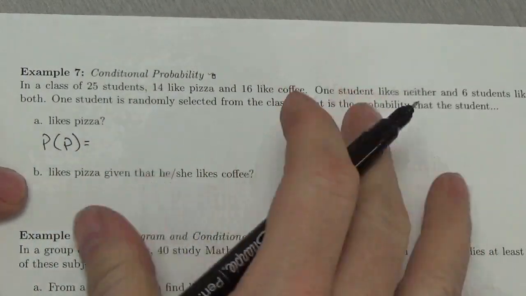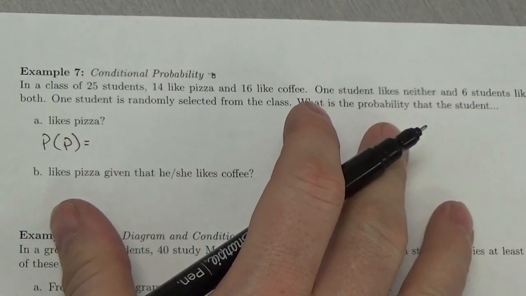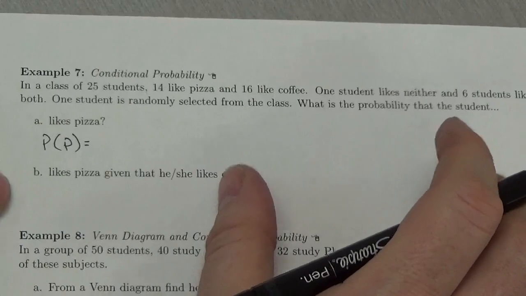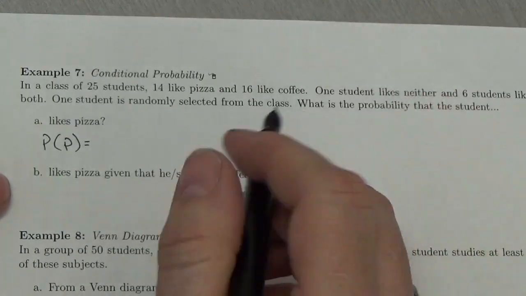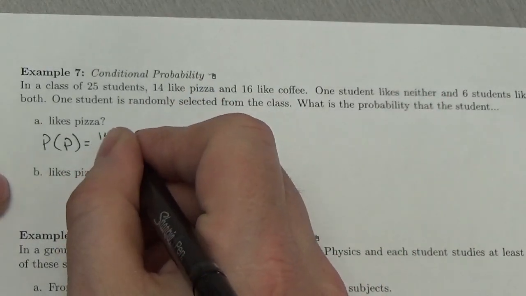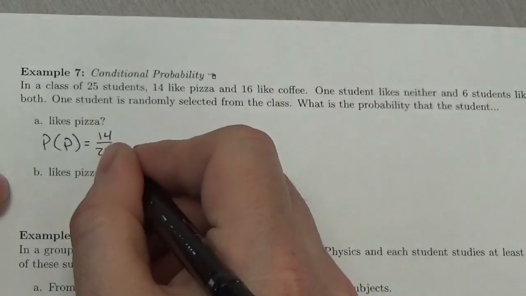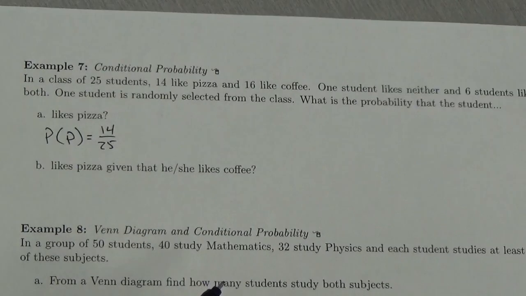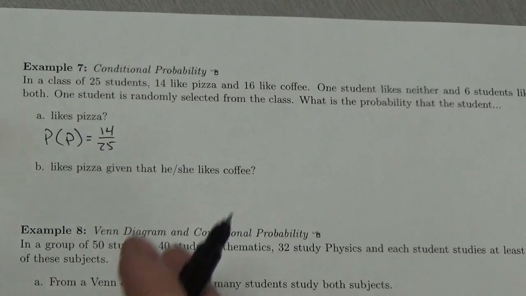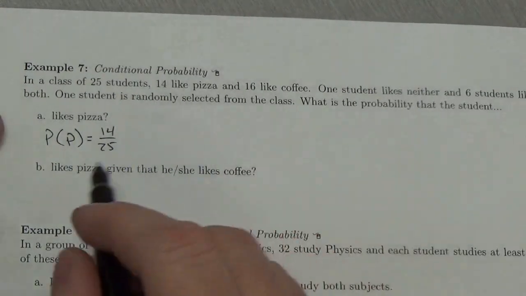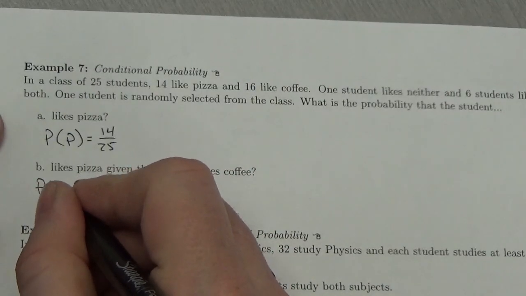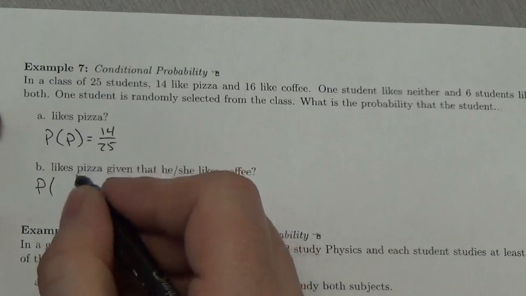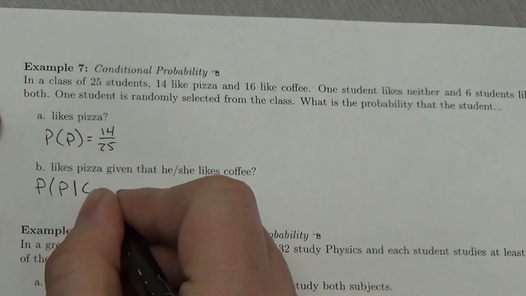Well, that I don't need to really do much in terms of drawing out the set here and whatnot. Now, I am going to use a Venn diagram here in just a moment, but I don't really need it right now. I've been told that 14 like pizza out of a total of 25 students. So there's my probability that the student likes pizza: 14 out of 25. Nothing complicated about that. So now, let's do this though. What's the probability that somebody likes pizza given that he or she likes coffee? So pizza, given that they like coffee.